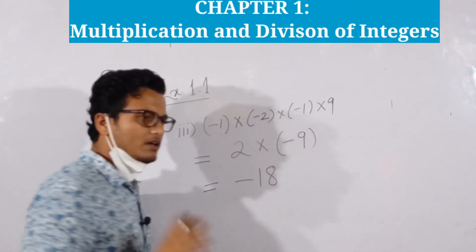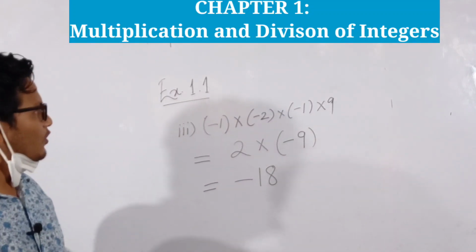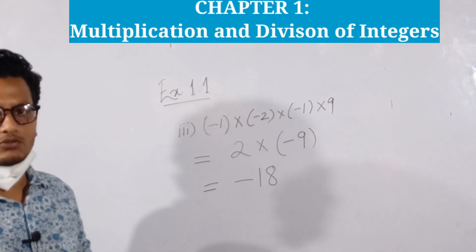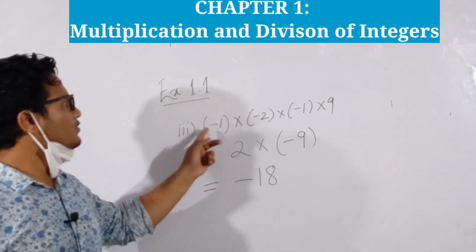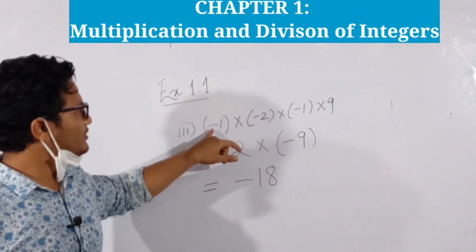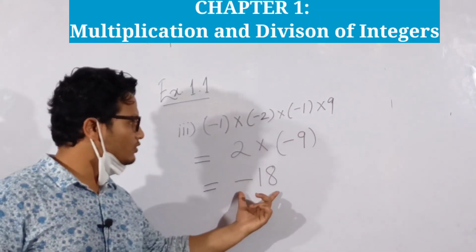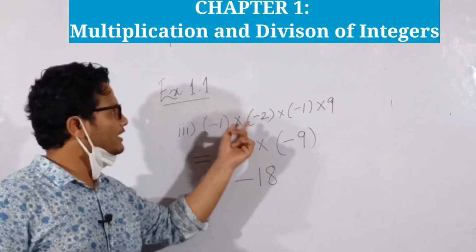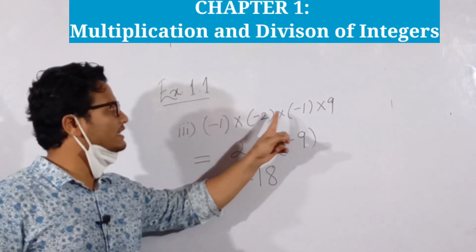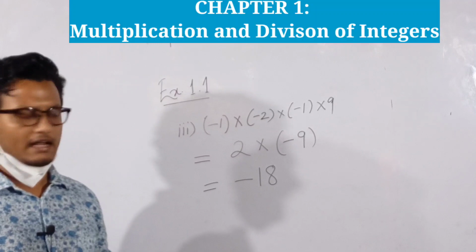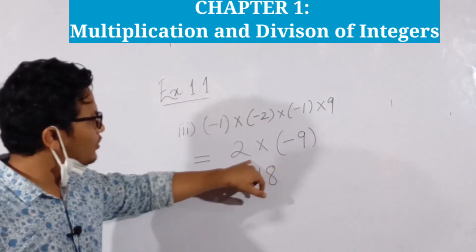So students, here is one trick I will tell you: whenever you have to solve any problem, count the number of negatives there. If the number of negative signs is odd, the multiplication will always be negative, and if the number of negative signs is even, then the answer will always be positive.